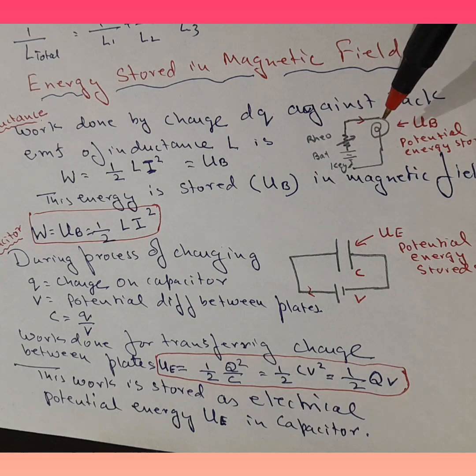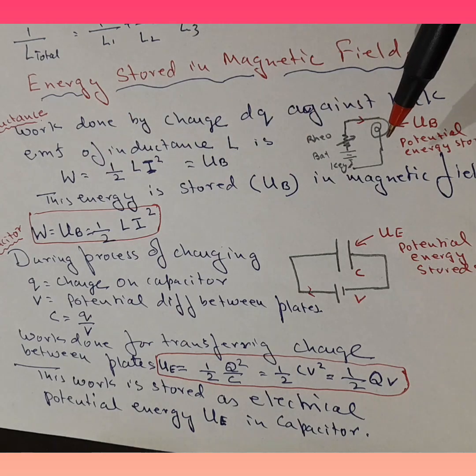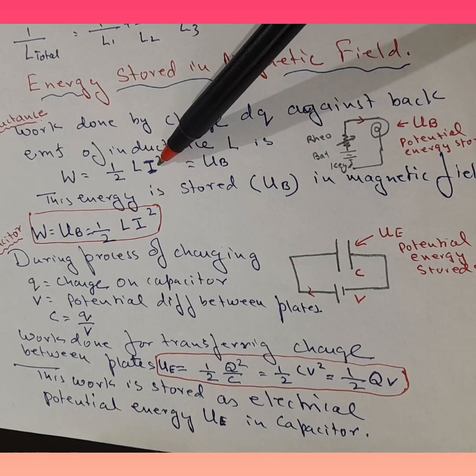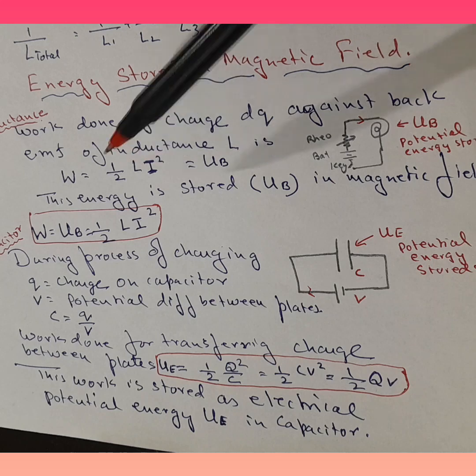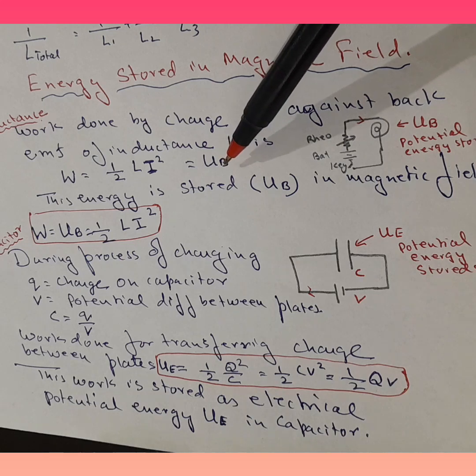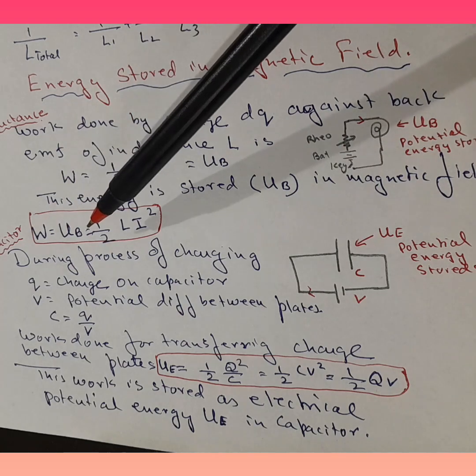So if it generates back EMF, then it is doing some work. And if it is doing some work, then it has some energy stored in it to do work against the current to generate back EMF. That work is stored in the inductor in the form of this half Li square. I is the current, L is inductance, and U we represent for energy, so UB. So this is for magnetic field. Energy stored UB in magnetic field is this.